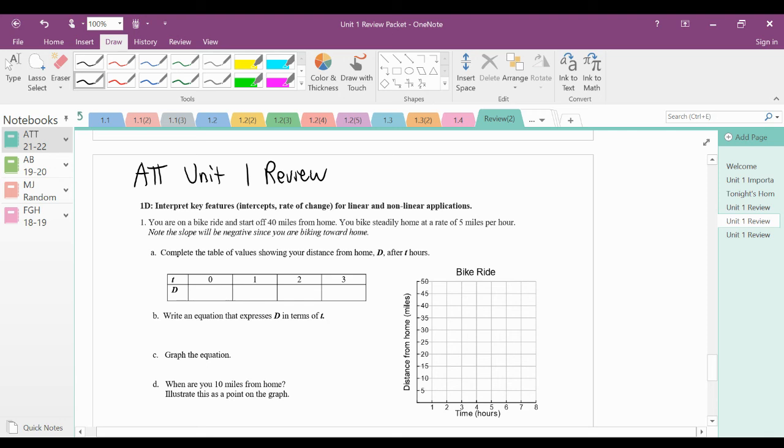All right, this is ATT Unit 1 Review Section 1D here with Mr. Johnson. This is about interpreting key features of the graph for both linear and nonlinear applications. So let's start with number one.